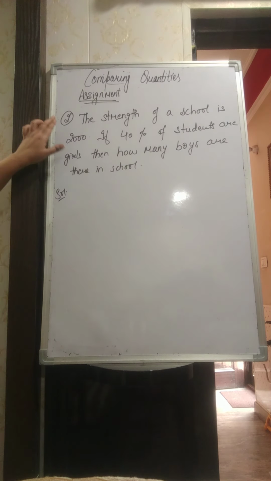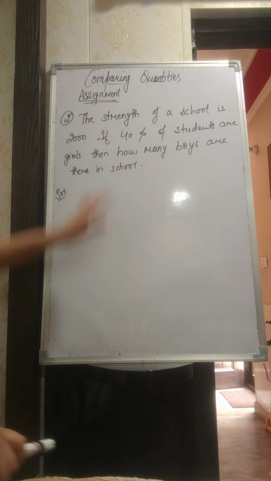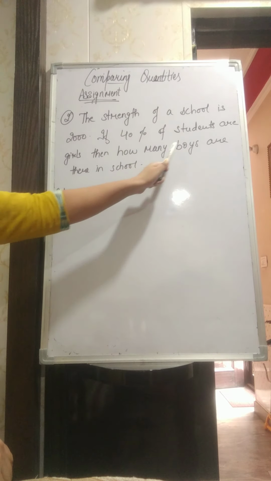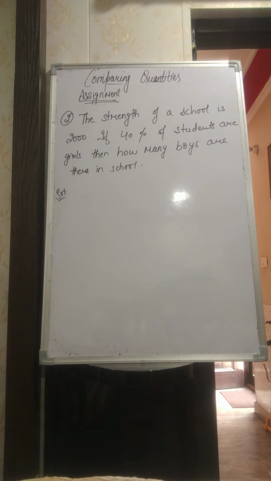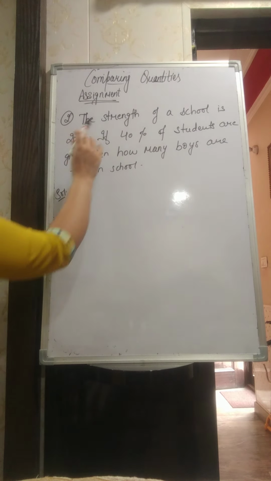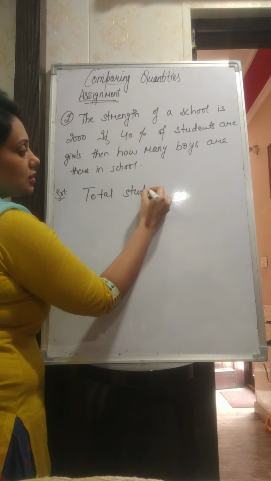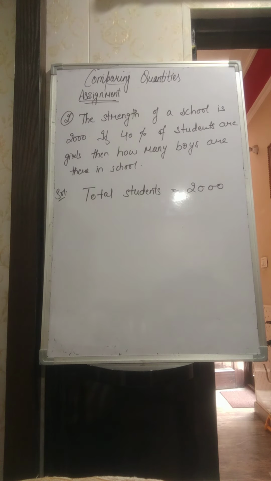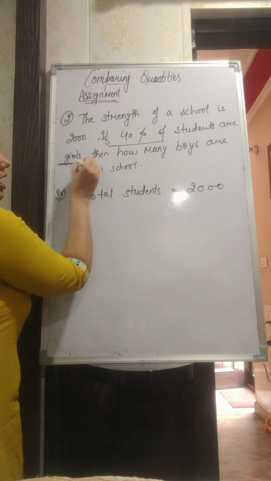Next question, question number 2. The strength of a school is 2000. If 40% of students are girls, then how many boys are there in school? So, in this question, what is given to us? We have been given the strength of the school. Means, what is given to us? Total number of students are given to us, that is 2000. Total students are 2000. Now what else is given? We have been given that 40% of the students are girls.